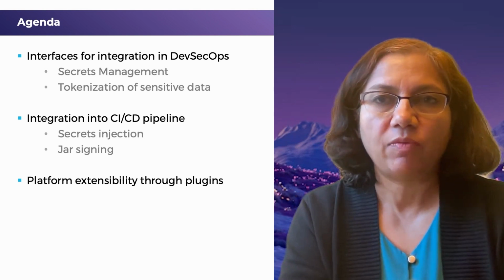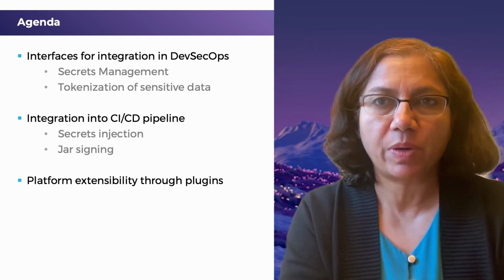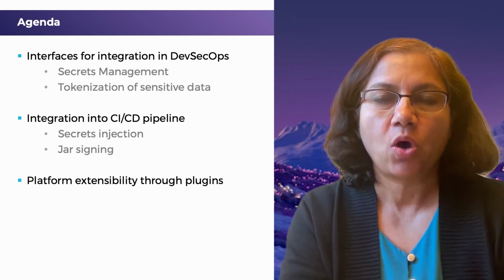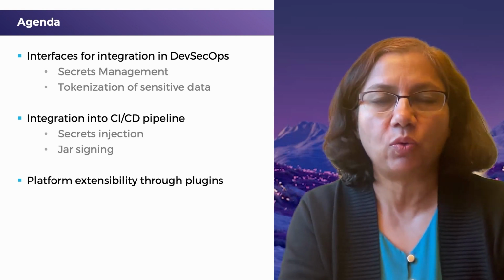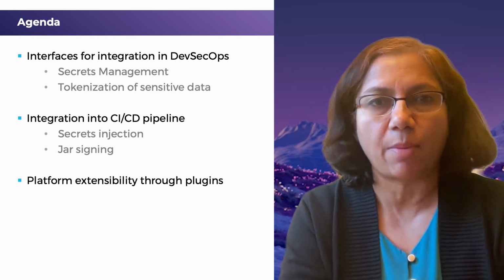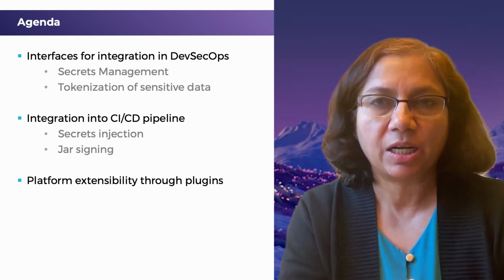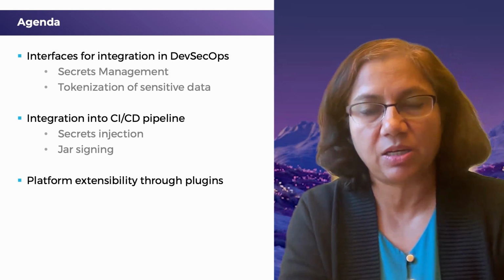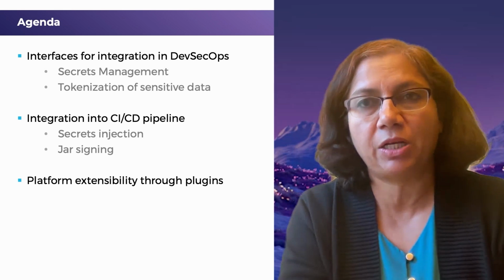In this demo, I will talk about the capabilities Fortanix offers for developers and DevOps practitioners to manage their secrets, to sign their code, and to tokenize and de-tokenize their sensitive data. Although Fortanix offers a lot of capabilities, in this demo I will talk about only the capabilities targeted for application development teams, such as different types of interfaces that developers can use to integrate Fortanix, how to integrate Fortanix in a CI/CD pipeline, or how to extend the capabilities of the DSM platform to better meet your needs.